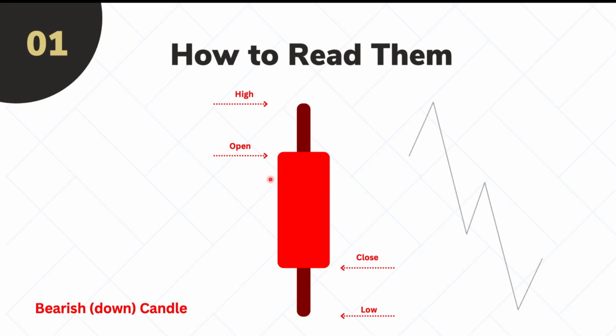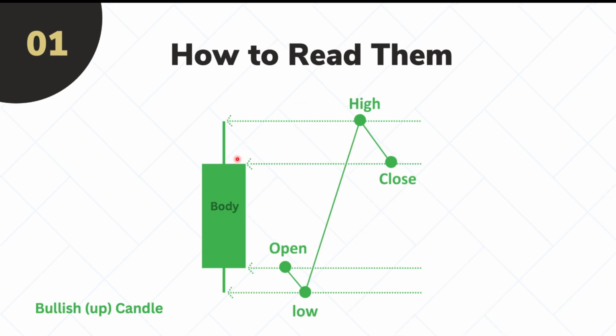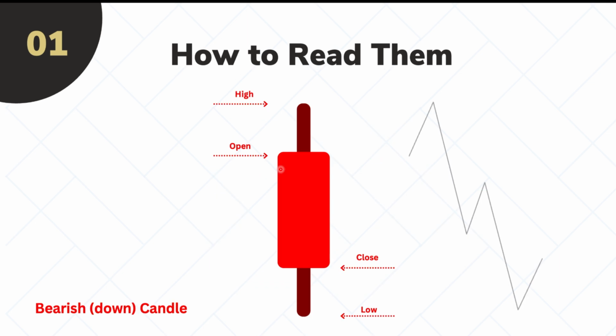The difference between a bullish candle, a green one, and a bearish candle, a down one, is that the open of a bearish candle is up here, and the open of a bullish candle is down here. A bullish candle is open, low, high, close. And a bearish candle is open, high, low, close. It's the other way around.